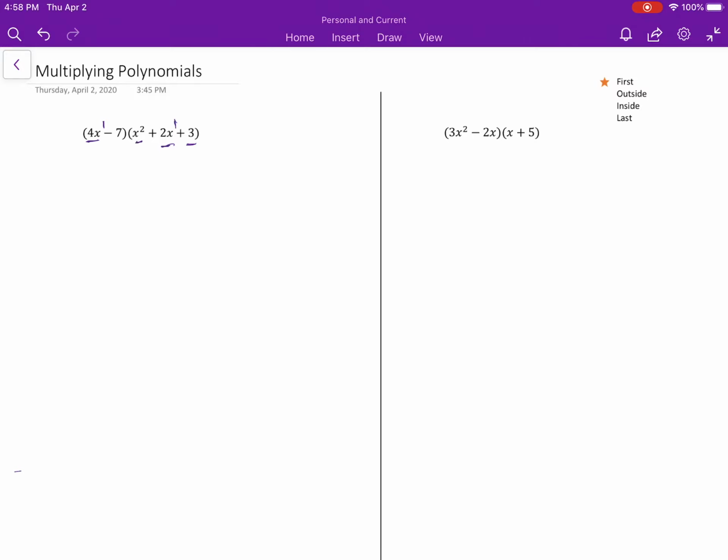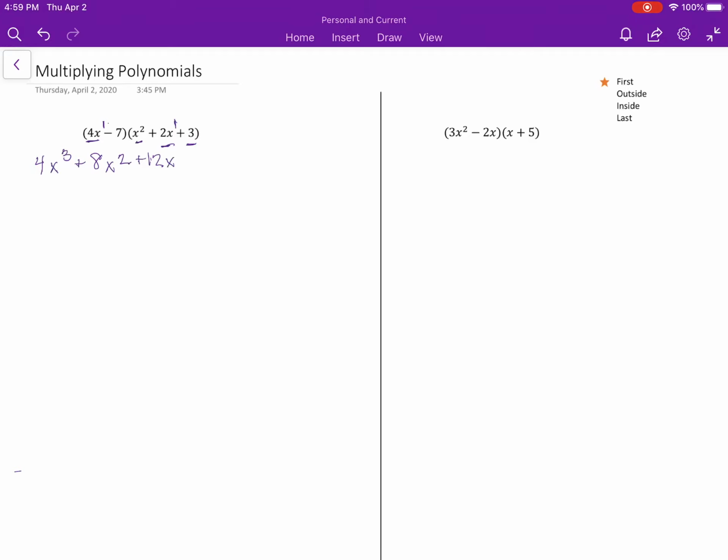4x times x squared becomes 4x to the third. 4x times 2x becomes 8x squared. And 4x times 3 is plus 12x.